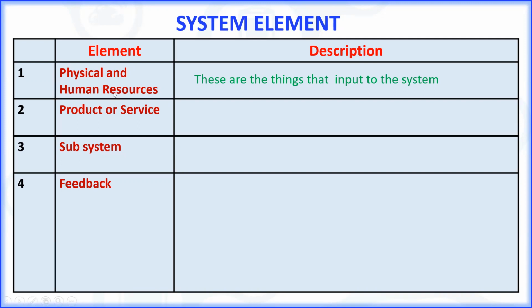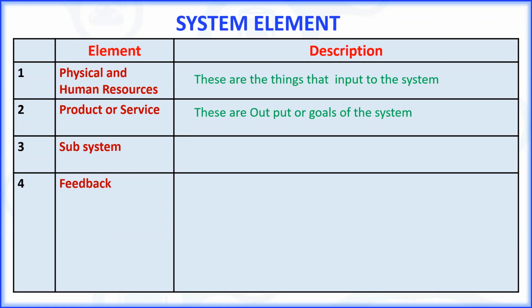Physical or human resources is the first element of the system. These are the things that are input to the system. Then product or service. These are the output or goal of the system. Product or service. That means goal. Then when we are given a system, you will be able to identify the inputs and output also.